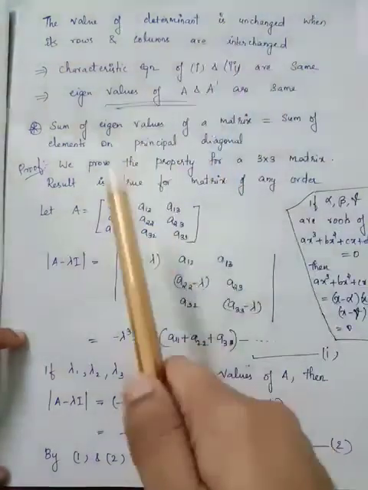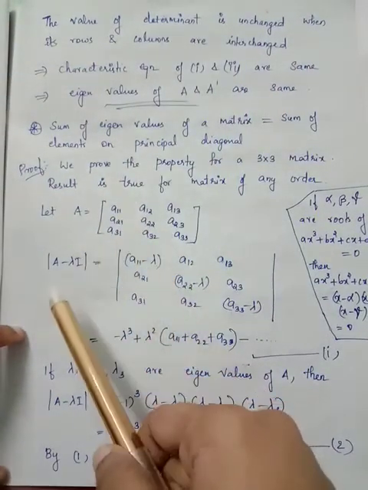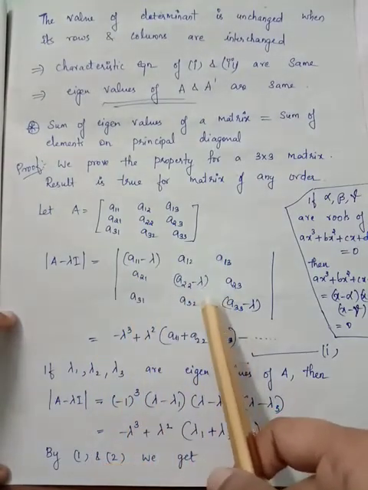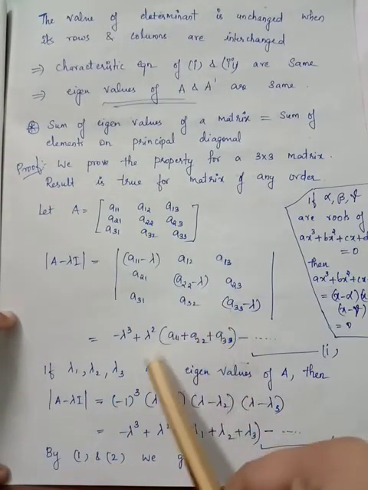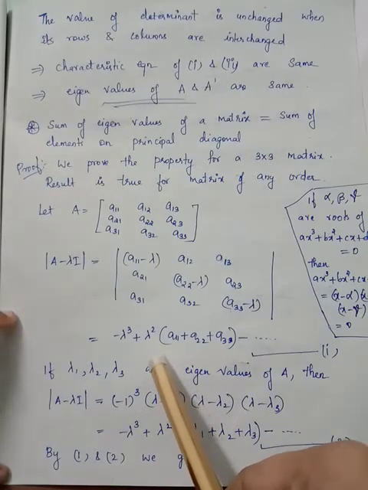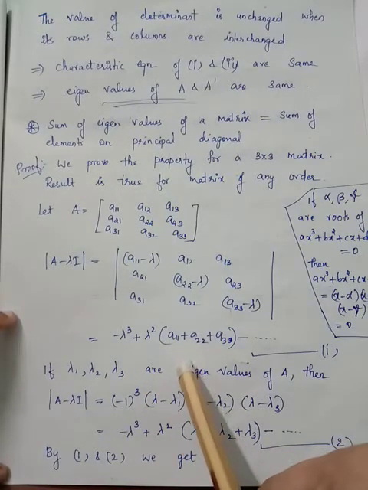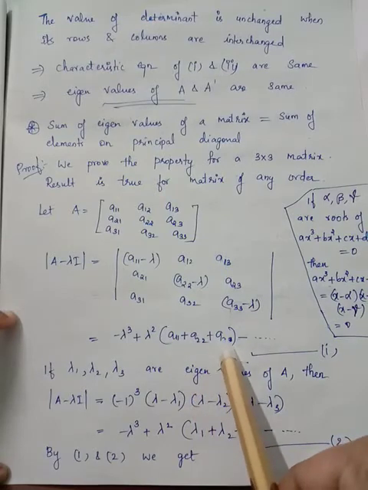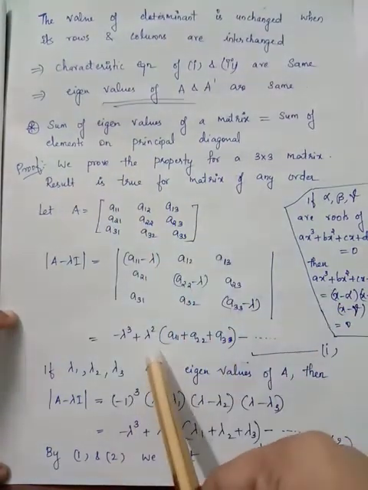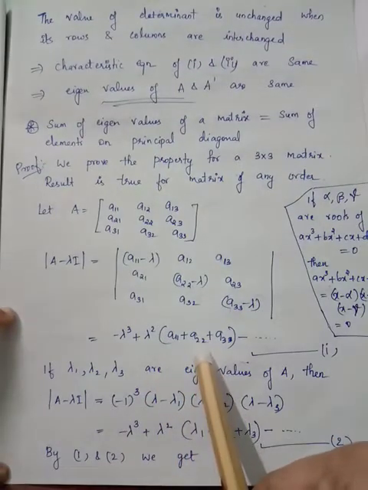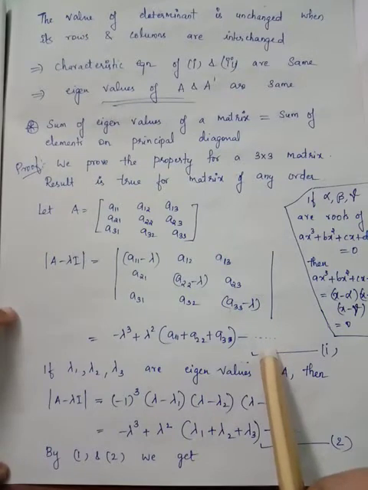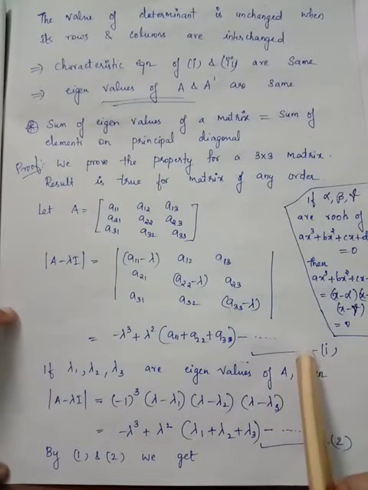If you consider a 3 by 3 square matrix A and evaluate the expression determinant of A minus lambda I, expanding this determinant, you get a cubic equation, and you notice that the coefficient of lambda square itself represents sum of diagonal elements. A11, A22, A33 are the diagonal elements, and coefficient of lambda square represents the sum of diagonal elements. Hence, we are not interested in the other terms of this particular cubic equation.